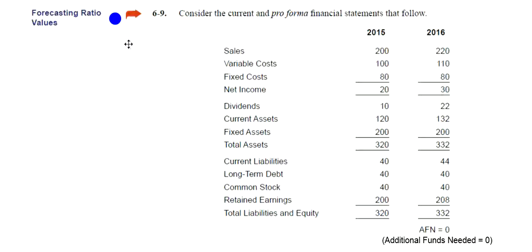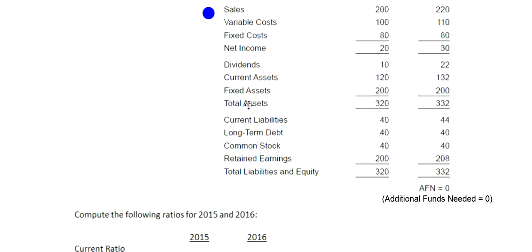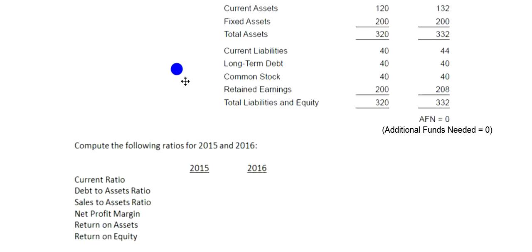In this video, we will be looking at problem 6.9, forecasting ratio values. This is a problem where we're given a current and pro forma financial statement with the data listed here, all the dollar amounts here. And we're asked to compute ratios for 2015, the current, and the pro forma 2016.